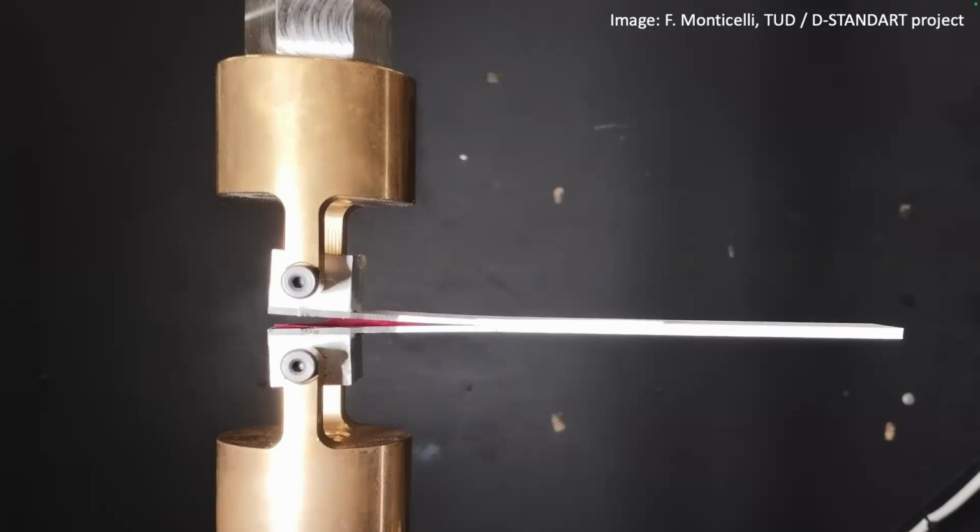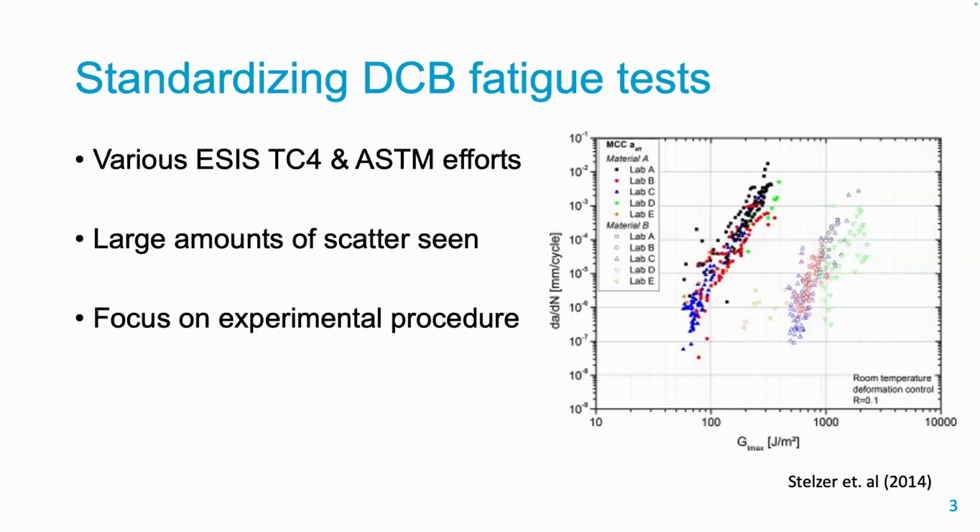So for those of you who don't know, this is the double cantilever beam test. It's used for mode 1 fracture toughness determination in composites or in adhesive bonds. And you can do it both in quasi-static conditions or as a fatigue test. Now, for the quasi-static case, there are standards available, both from ASTM or from ISO, depending on your preference. But for the fatigue test, we don't have any standards available.